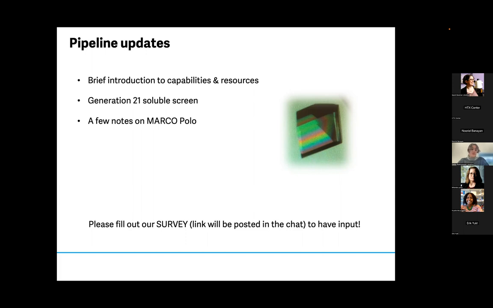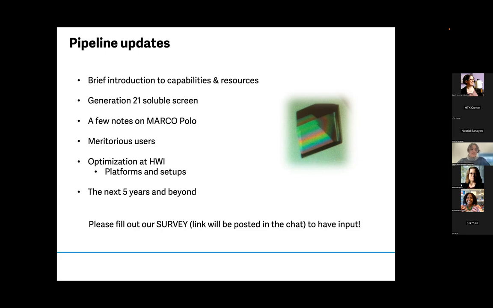Ethan, thank you so much for your great talk. These are really just going to be a few notes for our users. I'd like to introduce our new Meritorious Users program and talk a little bit about a highly requested service at the High Throughput Center, which is optimization, and how we're planning to implement this as a fee-for-service model, and our platforms and setups for optimization. And then just talk about our vision for the center for the next 5 years and beyond.